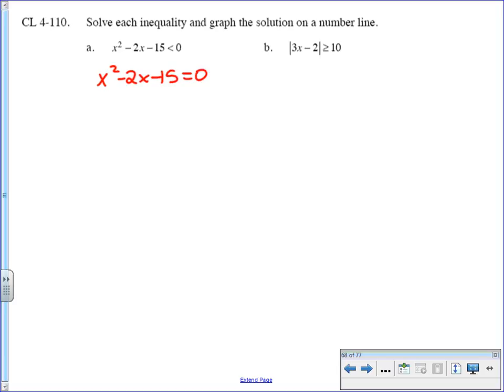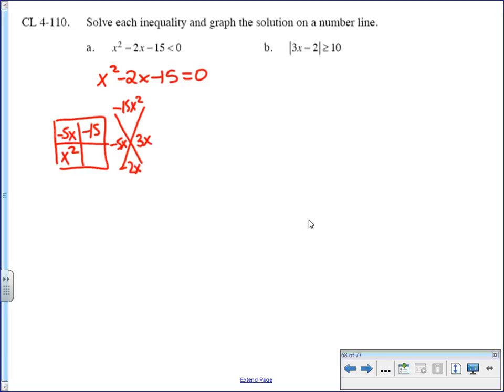So in part A, I see I have a quadratic. Hopefully this is factorable, otherwise we'll need to use the quadratic formula. So I have x squared, negative 15 multiplies to get negative 15x squared, adds to get negative 2, while negative 5x times positive 3x is negative 15, and if I add, negative 5x plus 3x, I get negative 2x. So now I can fill in the rest of my box, my area model, and pull out my factors. So I know x minus 5 and x plus 3 are my factors.